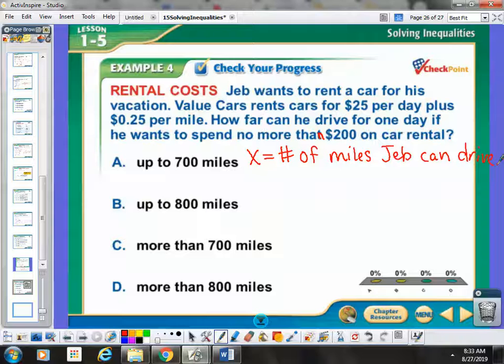Something that jumped out at me is it said no more than $200. When it says no more than, what do you think that means? Less than or equal to. When I hear no more than, I think not more than. Well, the opposite of not more than is less than or equal to. So less than or equal to $200. I'm going to start with that and build off of this.